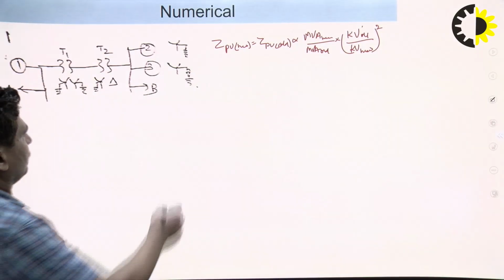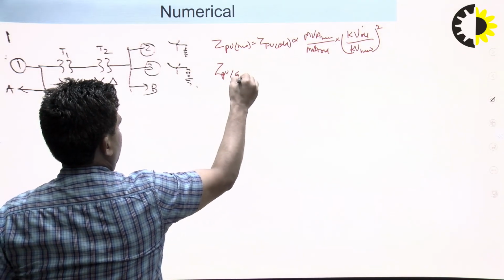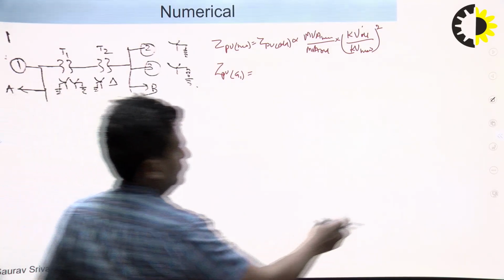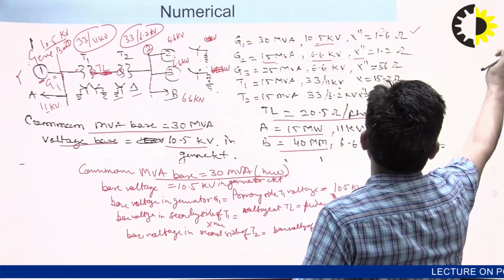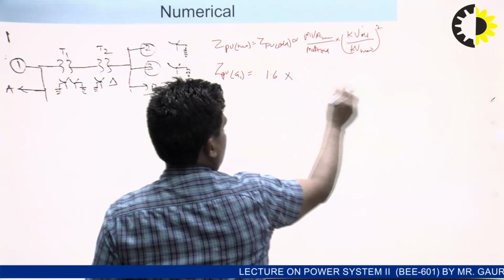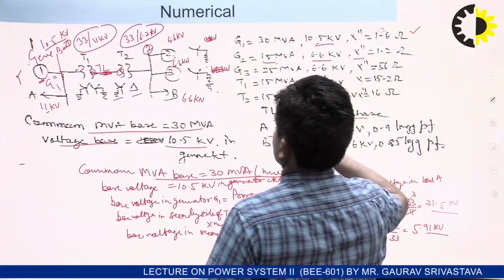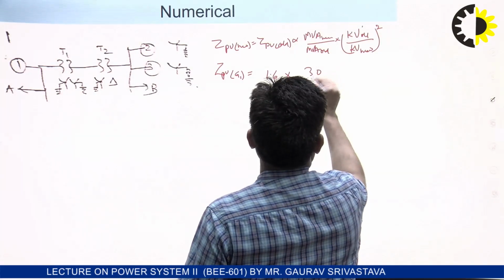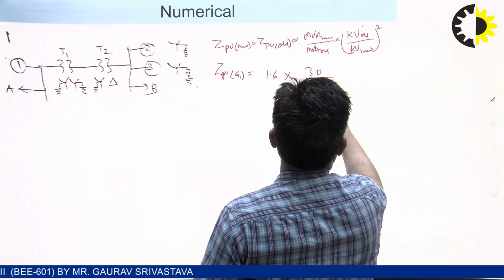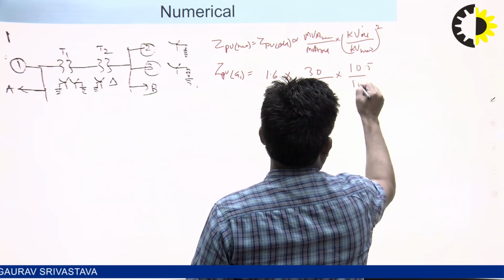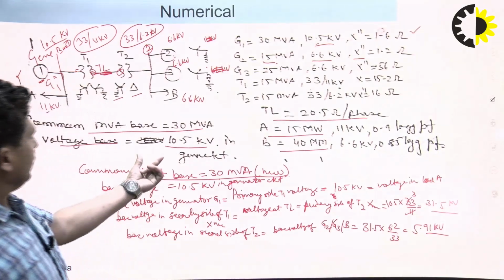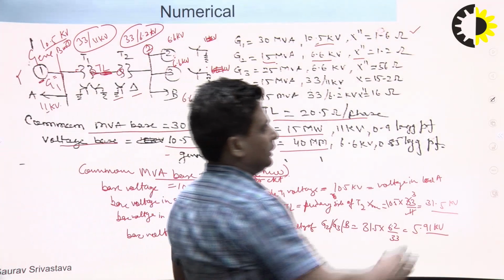So in individual steps, we have to calculate Z per unit. For generator 1, initially the impedance is given as 1.6 ohm. So 1.6 into MVA new, which is 30 MVA, upon 10.5 squared. Because generator 1's base value was the same, since we selected the generator base voltage as 10.5, I think we have calculated the same value again here.